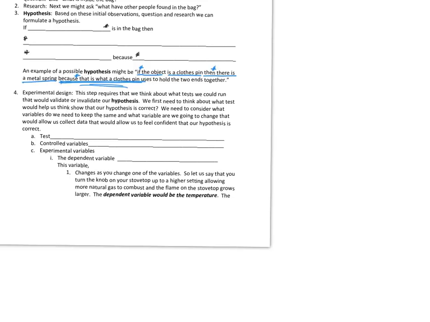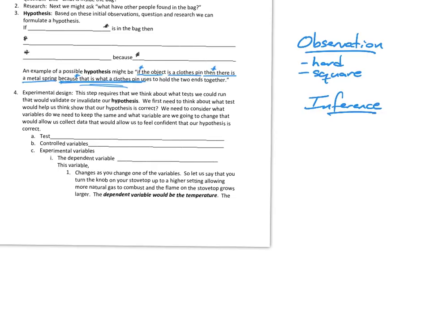So there's a difference between an observation, right? Because no one here observed the wooden piece of block, unless they opened the bag, right? No one observed that. Your observation is that it's hard and square. You can feel that. So because you can feel it, you can say that, rectangular or whatever it is. That's your observation. An inference is a guess. Your inference is a wooden block. So every time somebody tells me, what about the wooden block, it drives me crazy. You don't know it's a wooden block.